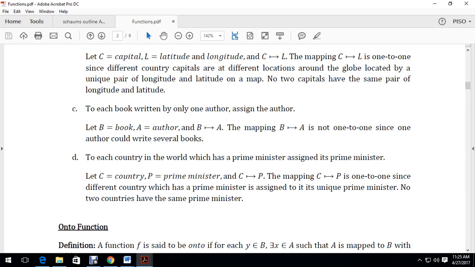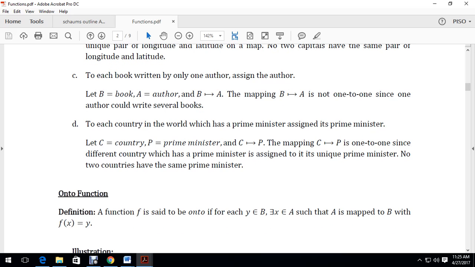Now, let's have letter C. To each book written by only one author, assign the author. If you let B be the book and A be the author of the book, then we have the mapping from B to A. Now, the mapping from B to A is not a one-to-one function. Why? It is because one author could write several books, so this does not qualify as a one-to-one function.